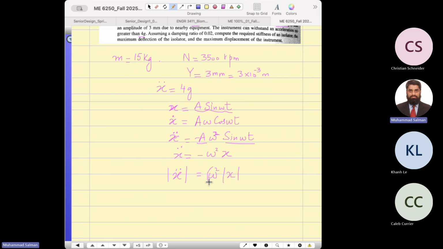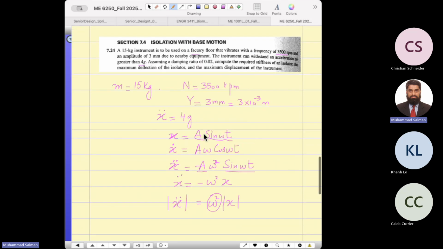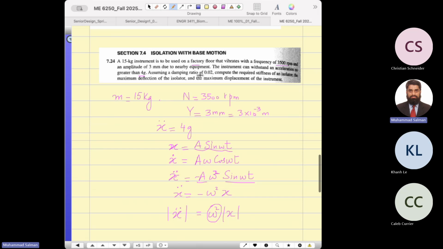So you see, this term I can convert, the relationship between x and displacement and acceleration can be written like this. So the question is, assuming the damping ratio, let me write down here the damping ratio 0.02. Compute the required stiffness of an isolator, that the maximum deflection of the isolator.